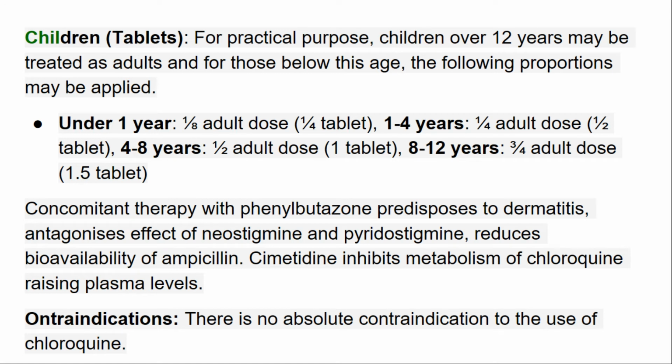Children, tablets: for practical purposes, children over 12 years may be treated as adults, and for those below this age, the following proportions may be applied. Under 1 year, 1/4 adult dose, 1/4 tablet; 1 to 4 years, 1/4 adult dose, 1/2 tablet; 4 to 8 years, 1/2 adult dose, 1 tablet; 8 to 12 years, 3/4 adult dose, 1.5 tablet.